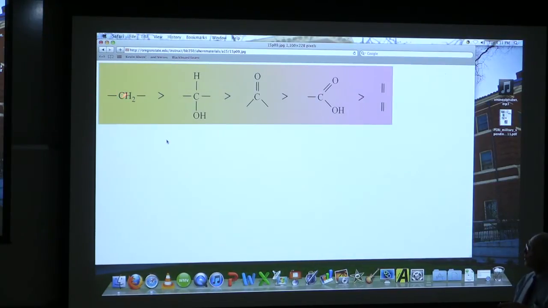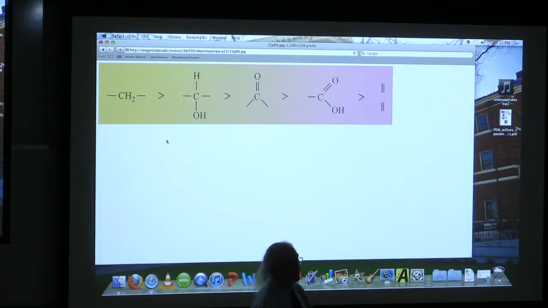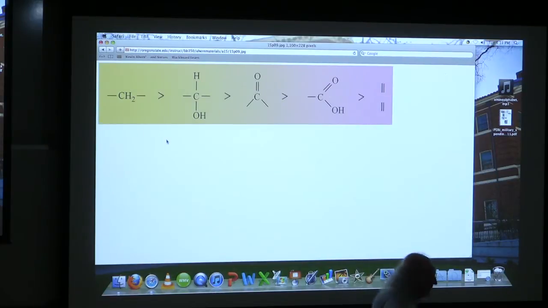Carbon with no oxygens on it. Here's a carbon with a hydroxyl on it. That's slightly more oxidized. A carbon with a double bonded oxygen, slightly more oxidized. A carbon with a double bonded oxygen and an OH, more oxidized, and a carbon with two oxygens, completely oxidized. As we go from this compound to this compound to this compound, each time we take one step to the right, we release more energy, because each of these is an oxidative step.